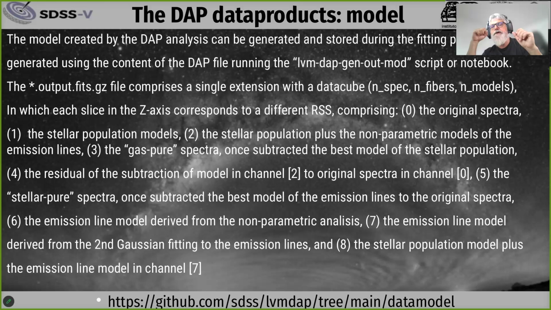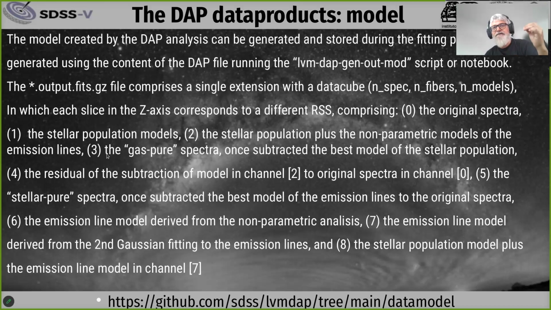It's a row-stacked spectra in each slice that contains the original spectra in the first row. In the second row is the best fitted stellar population model. In the third is the stellar population plus the non-parametric models of the emission lines. The third is the pure gas, so basically it's 0 minus 1, removing possible low-order deviations between these two values. The fourth, the residual, subtraction of the model of channel 2.